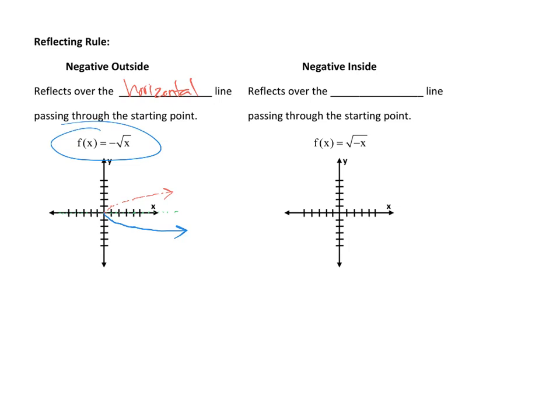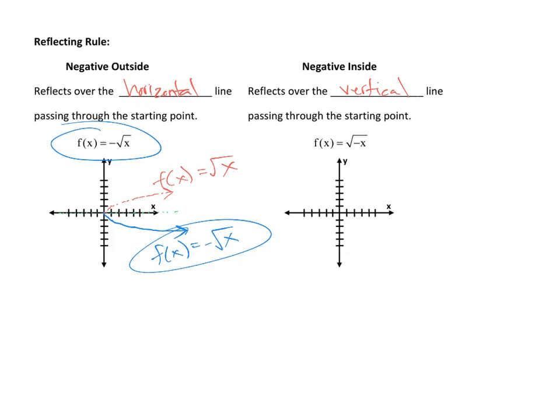So here we had f of x equals the square root of x on top, and now here we have f of x equals the negative of the square root of x on the bottom. This is what we wanted. Going on to the negative being inside, then you will reflect over the vertical line that passes through the starting point. And once again, you reflect after you do your shifting.